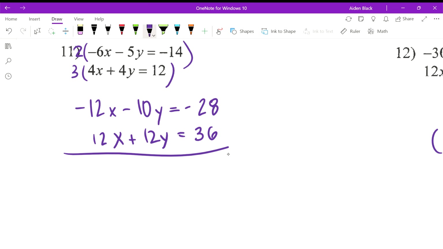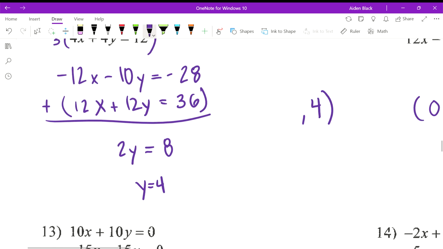So notice the coefficient here is the same number. Since one of them is negative, I'll just add the two equations. So negative 12x plus 12x is 0. And then we get negative 10y plus 12y is 2y. And then if we combine these, we get the 8. So y equals 4.